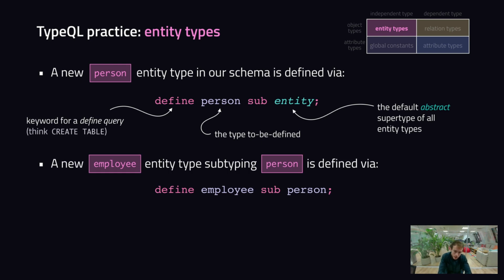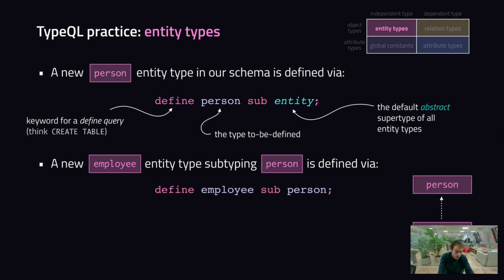For instance, if we want to define another type, this time a type that subtypes person, let's say we want to define employee as an entity subtyping person, then we would use similar syntax. We would write define employee sub person.